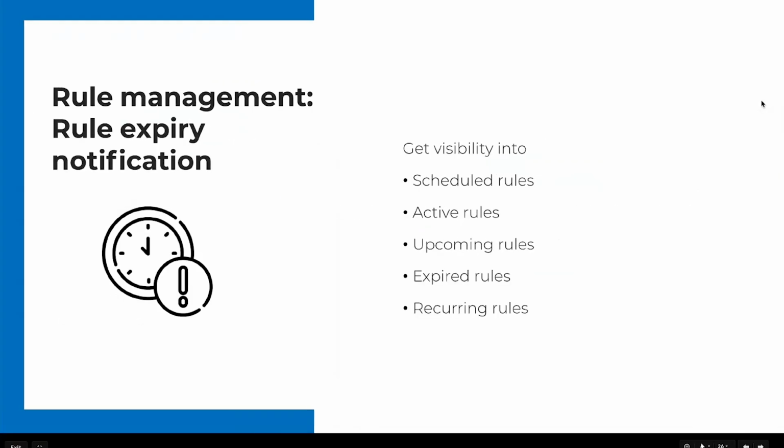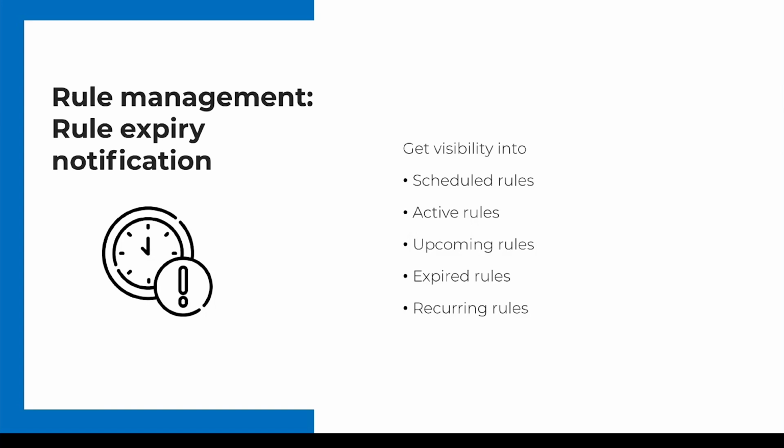Moving on, the next feature that we are going to look at is the rule expiry notification feature. As a rule management best practice, most security administrators set expiration dates for their firewall rules. After expiring, firewall rules need to be rectified and reactivated again. However, as most organizations have hundreds of rules and multiple security admins working on these rules, it becomes nearly impossible to review the expired rules and rectify them manually.